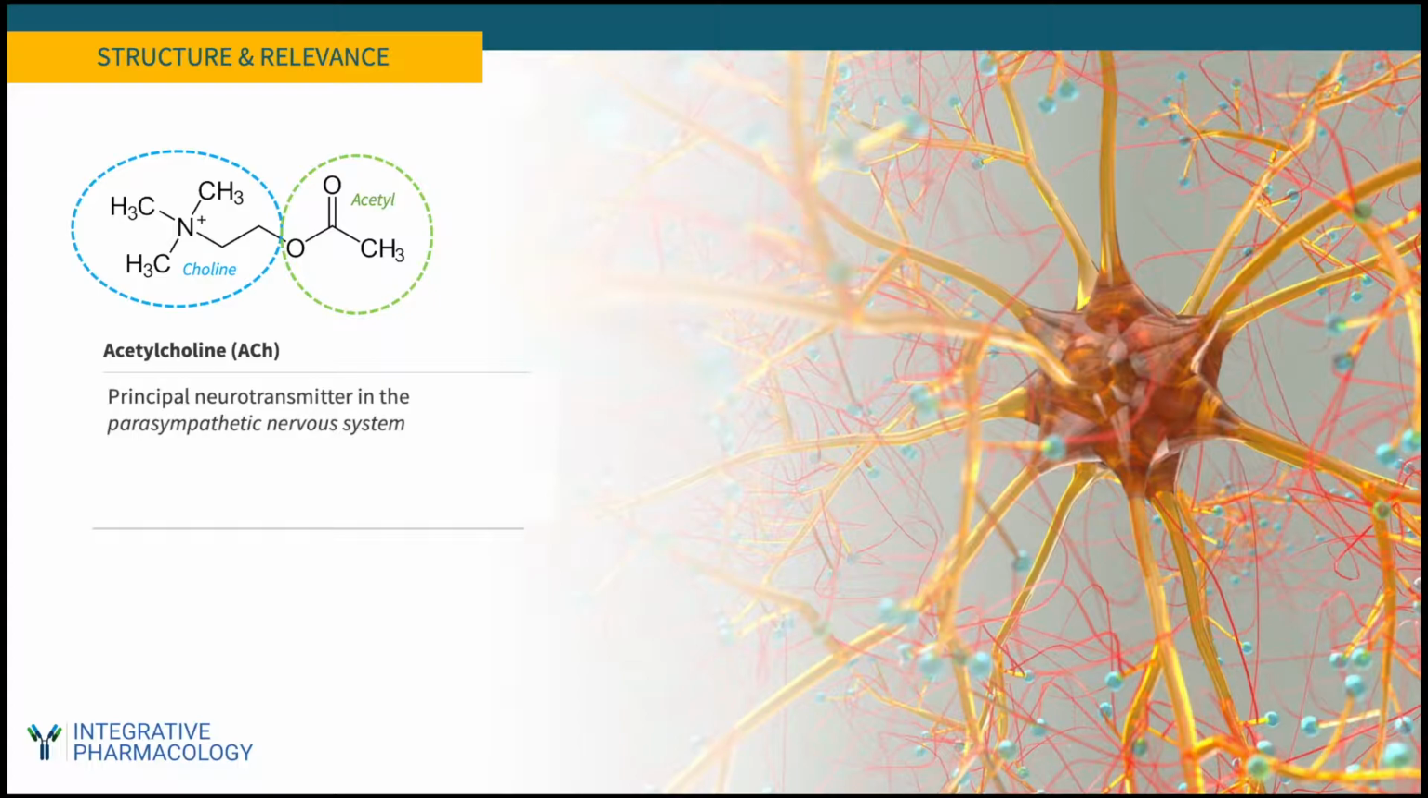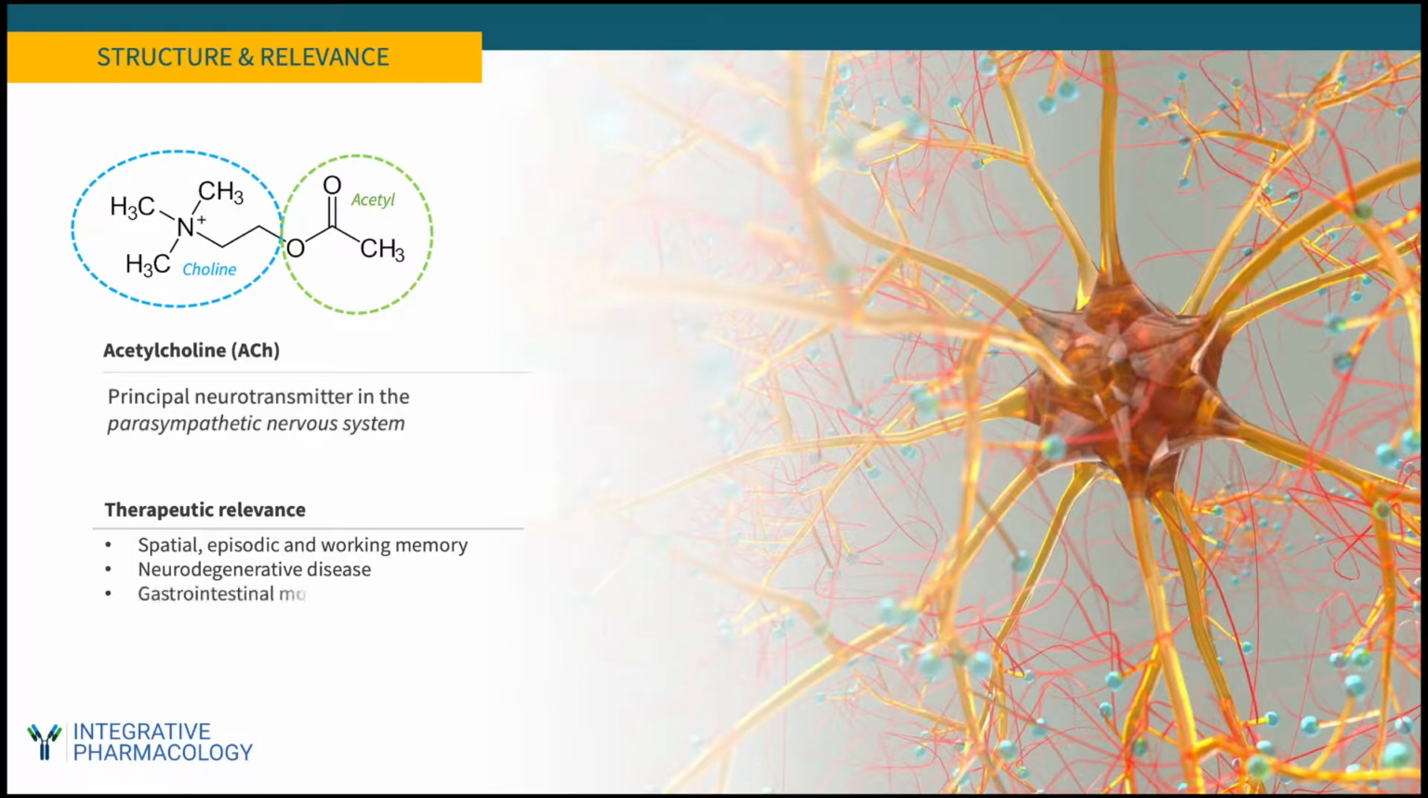The therapeutic relevance of acetylcholine is extensive. A few examples are shown here. Spatial, episodic, and working memory depend on acetylcholine. Neurodegenerative disease, specifically Alzheimer's disease, involves the degeneration of acetylcholine-producing neurons. So cholinergic drugs are often used in Alzheimer's disease to improve cognitive performance and try to make up for that deficit. Gastrointestinal motility depends on acetylcholine. You can increase GI motility by stimulating the release of acetylcholine.